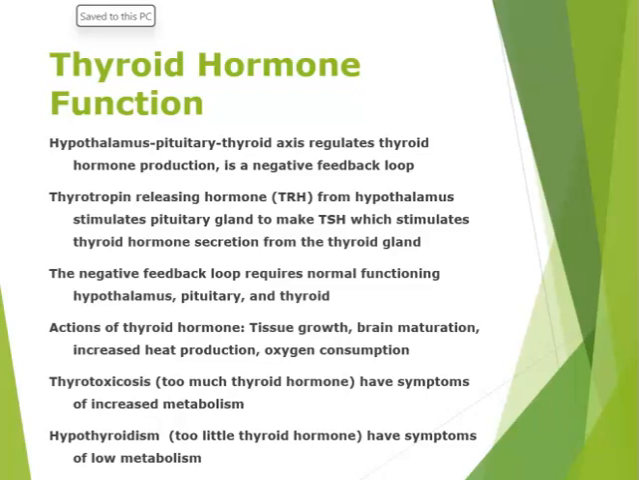Thyrotoxicosis is where you have too much thyroid hormone, and you can have symptoms of increased metabolism. Hypothyroidism is where you have too little thyroid hormone and you have symptoms of low metabolism.